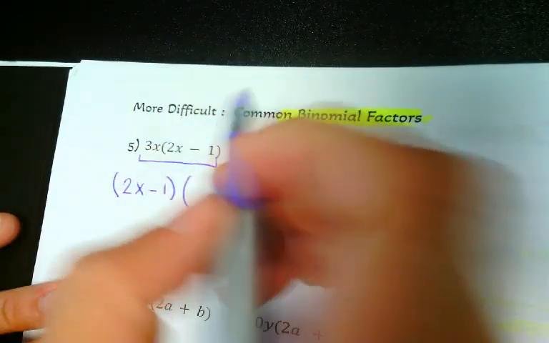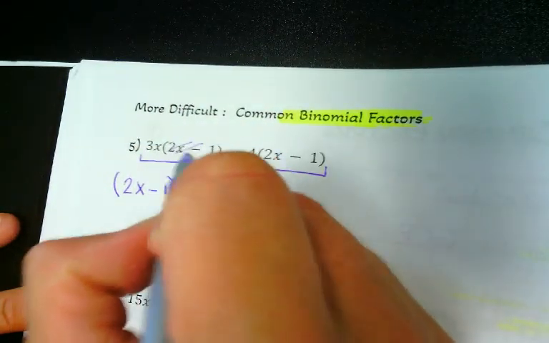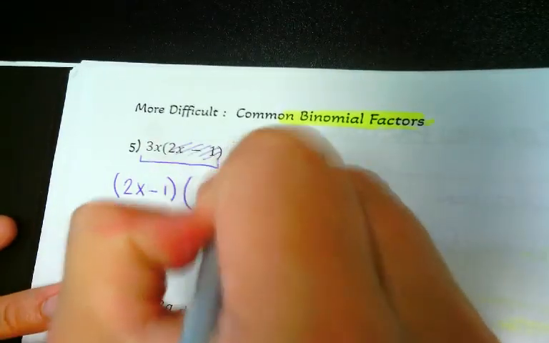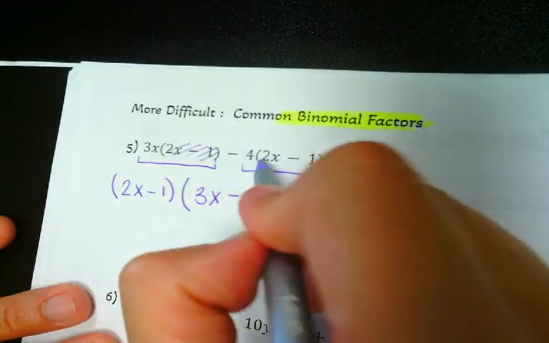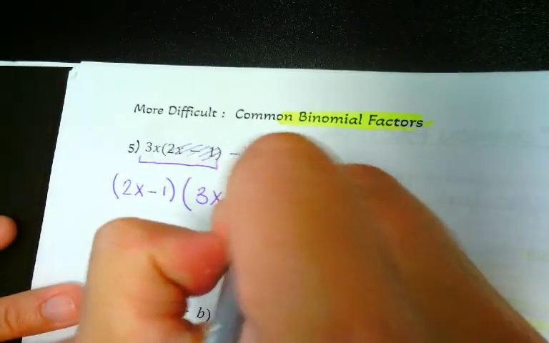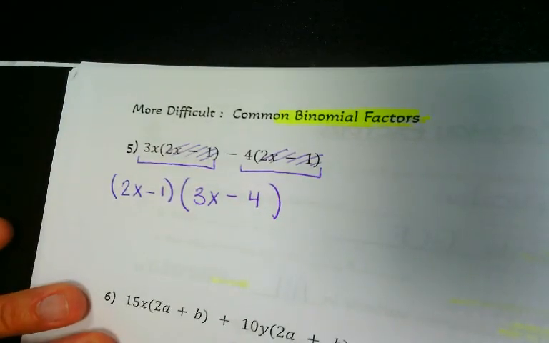Okay, so I'm going to put a bracket. So you can picture like me crossing off. If I take out 2x minus 1 here, what's left? 3x. Then a minus sign. And I took out the 2x minus 1. I divided that out, so I'm left with just a minus 4. Okay, and it should check out.